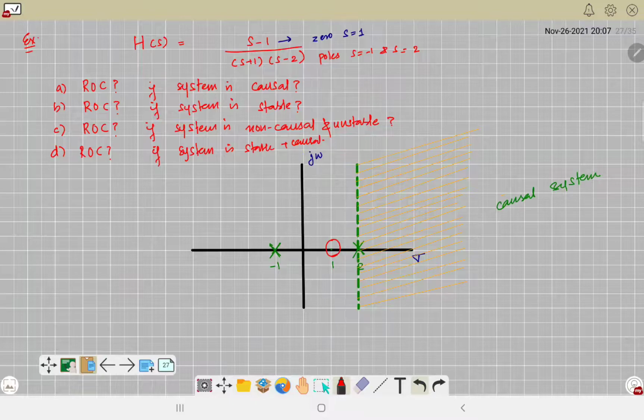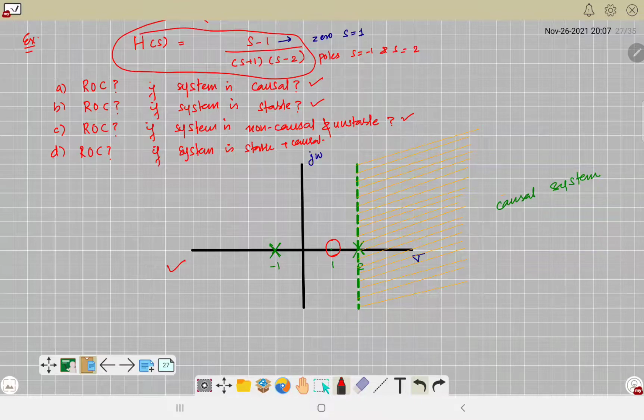Okay? Now this is an interesting thing here. अगर आप देखें तीनों cases में, whether we are discussing causality, stability and this thing, you have the same system function. System function में कोई change नहीं आ रहा है. But what is the region of convergence associated with this system function, that will define causality and stability.